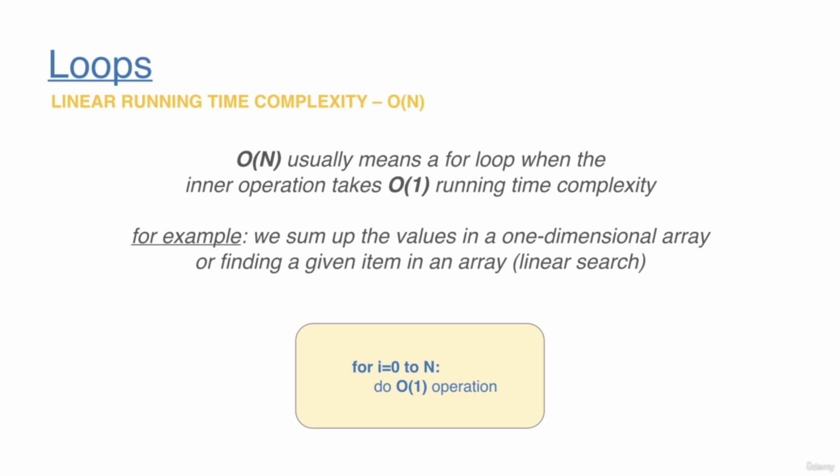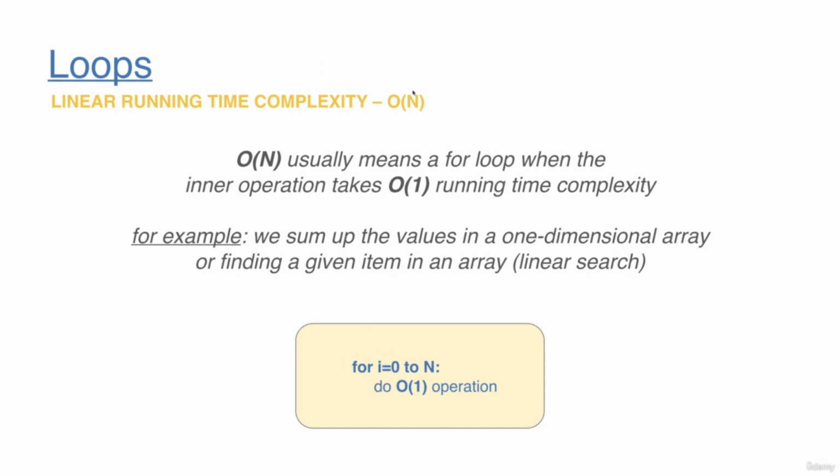What about linear running time complexity? Linear running time complexity means that the running time of the algorithm scales linearly with the input. So if we double the size of the input, then the running time will be doubled as well. And usually it means a for loop when the inner operation takes O(1) running time complexity. For example, when we sum up the values in a one-dimensional array, or when we want to find the given item in a one-dimensional array, this is called linear search. For example, we are looking for the maximum or we are looking for the minimum. These operations have O(n) linear running time complexity.